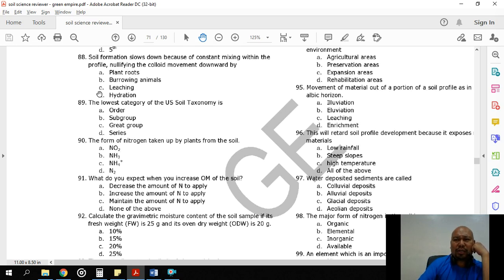Okay, hydration is absorbing a water molecule into a mineral. Plant roots normally take up something, but not colloids. Colloids are still too big for plant roots. Earlier, we talked about what plant roots take up. It's actually ions. So a colloid is still too complex for a plant root to absorb. Burrowing animals bring stuff down and up, but not exactly the colloids. We're talking about general solids here. So I would go for letter C, leaching, whatever that question means.